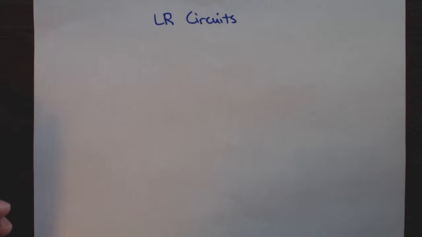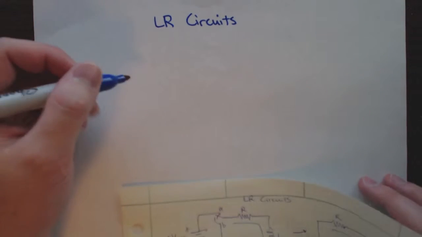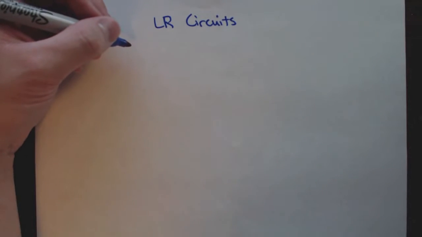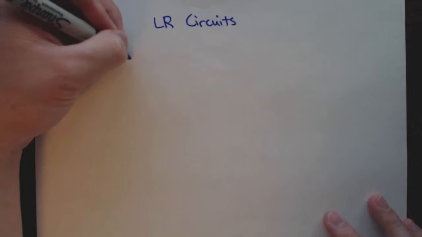All right, let's talk about LR circuits. As the name suggests, now we have an inductor with a resistor. And if you're wondering, okay, how do you get current going through it in the first place? You first have it hooked up to a battery.